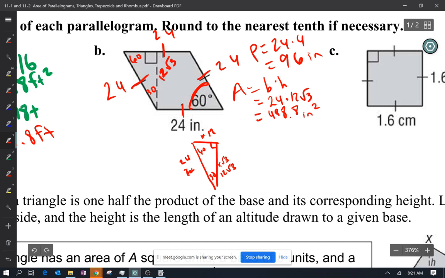Inches squared. All right. Any questions so far? This is a good time to pause and answer any questions. Anyone?